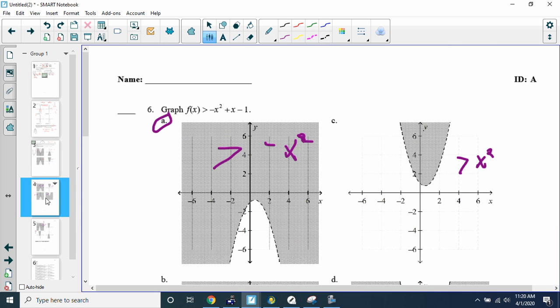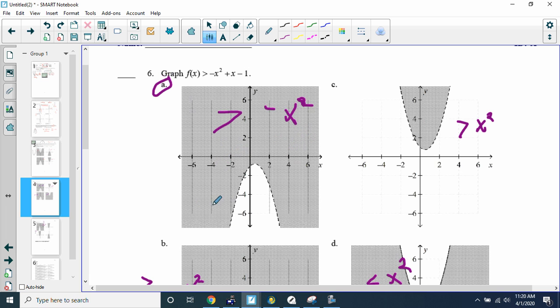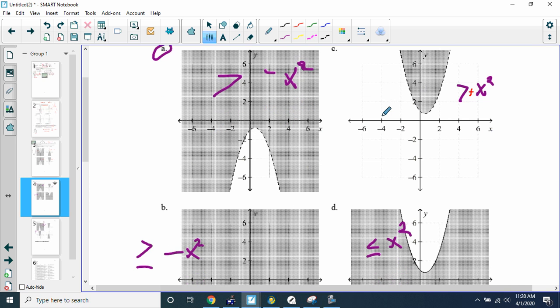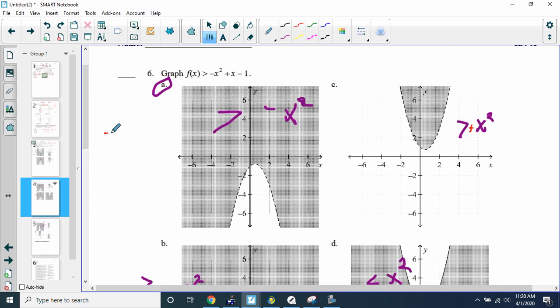Okay, number 6 is, again, a similar question. Negative, it's a frown face, and it's greater than, it's shaded above, so it has to be letter A. This one is greater than x squared, so this is not a negative, it's a positive in front, so it's a happy face. Again, positive is a happy face, negative is a frown face, and that's the number in front of x squared.